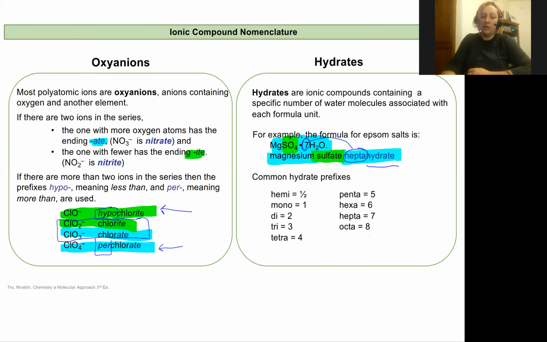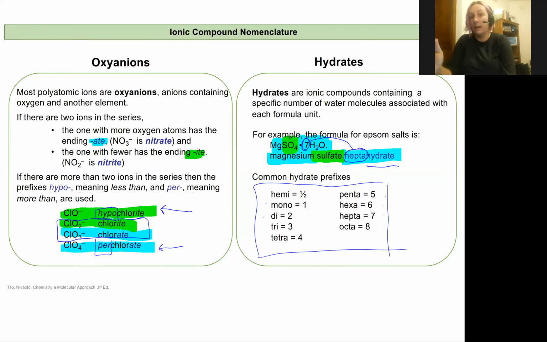And here are the common hydrate prefixes. If you have half of a water crystallizing, you don't actually have half of a molecule; it means you have 1 molecule for every 2 units of your ionic compound. You'll always have your ionic compound in its most reduced form, and so that might mean half a water. We would call this hemihydrate. If it's 1, it's monohydrate. If it's 2, it's dihydrate. 3 is tri, 4 tetra, 5 penta, 6 hexa, 7 hepta, 8 octa. You should get very familiar with these, and this kind of naming convention will be used for numbers throughout chemistry.